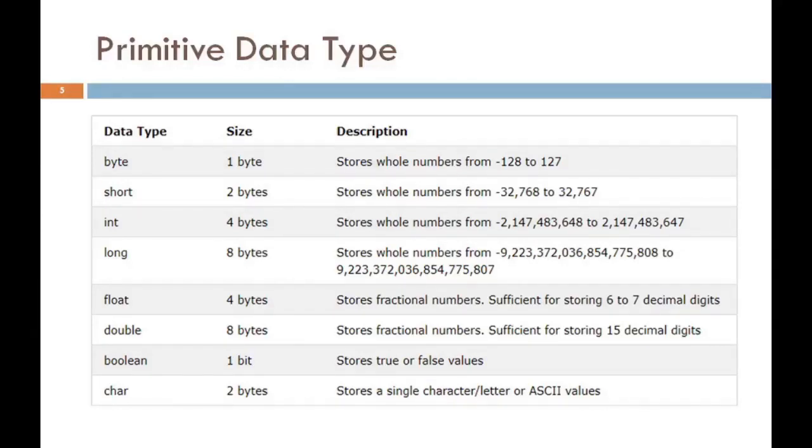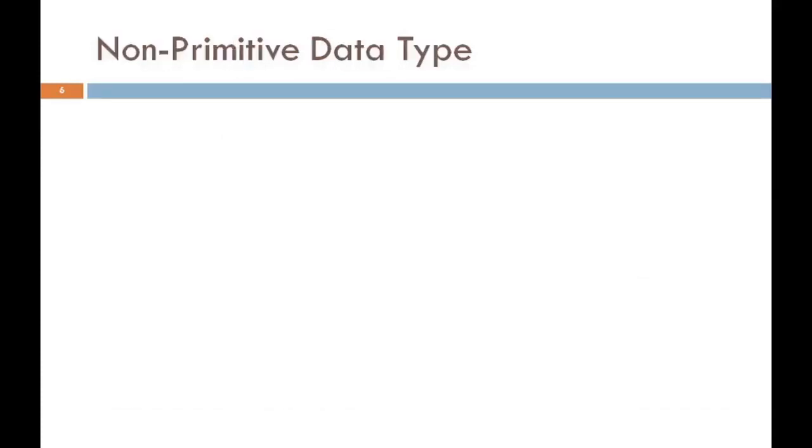Boolean stores 1 byte. That means the size of Boolean is 1 byte and it will store the value true or false. The character occupies 2 bytes. That means the size of character is 2 bytes and it is used to store a single character, letter or ASCII value. These are the 8 basic primitive data types in Java.